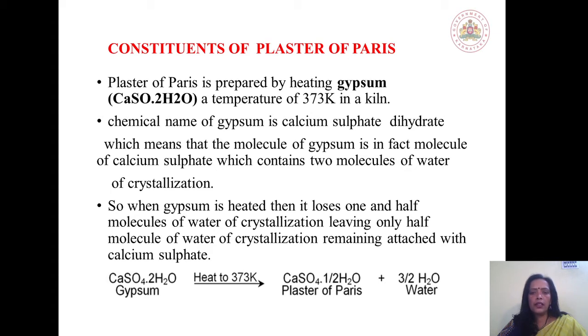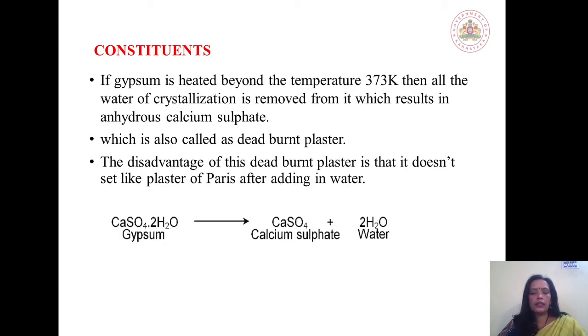So when it is heated to 373 Kelvin, two processes happen. At a temperature below 373 Kelvin, it is converted into calcium sulfate and half a molecule of water, and the other 1.5 molecules of water are separated, crystallization happens. So this calcium sulfate with half H2O, CaSO4 with half H2O, we call a plaster of Paris.